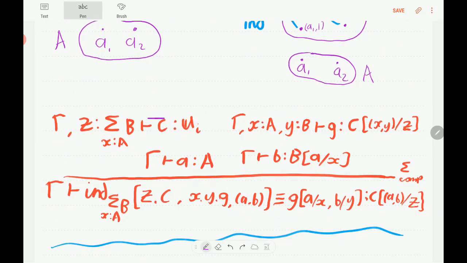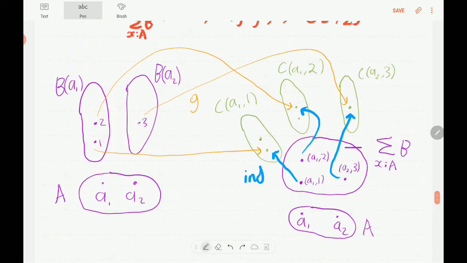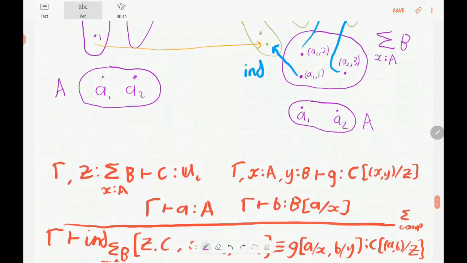So we've got this type C, which may depend on a point of a total space. We've got this G just like before. We now have a value little a of type capital A and a value little b of type capital B of A. And what this is saying is that if we evaluate this ind function on the input a comma b, then the result is what we get if we do g on a comma b. So that's basically saying that this blue function works like this orange function. So those are the main rules for our sigma type.